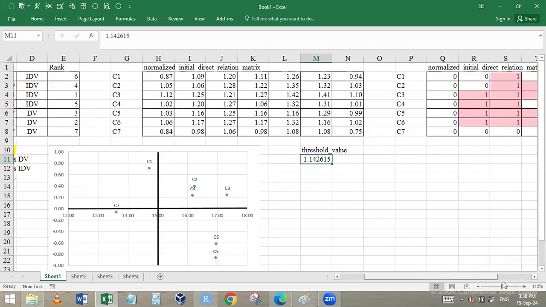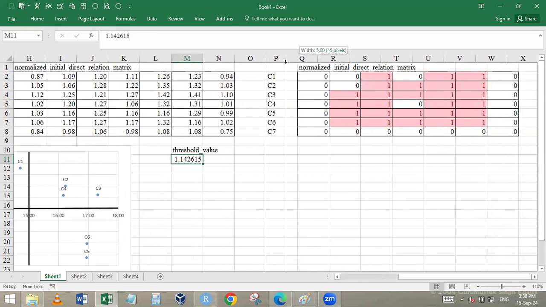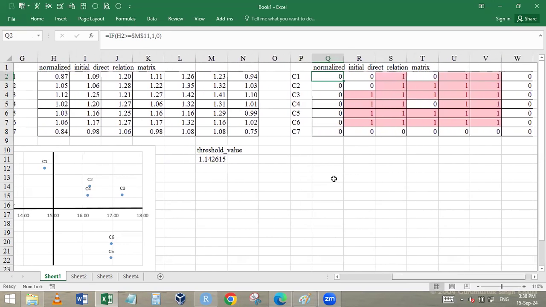So I simply used an IF function. Please see what the formula is. If H2, this value 0.87, is greater than or equal to M11, the threshold, what is the dollar? Dollar means lock. If it is greater than or equal, then 1, else 0. So I get these values. Now I will make this sort of the arrow.